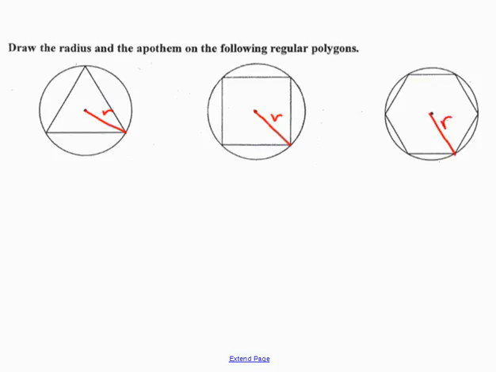Now the apothem is going to go from the center to the center of the side at a perpendicular angle. Again, from the center to the middle of the side. Those are the apothems. And then again for the hexagon, that's the apothem right there.